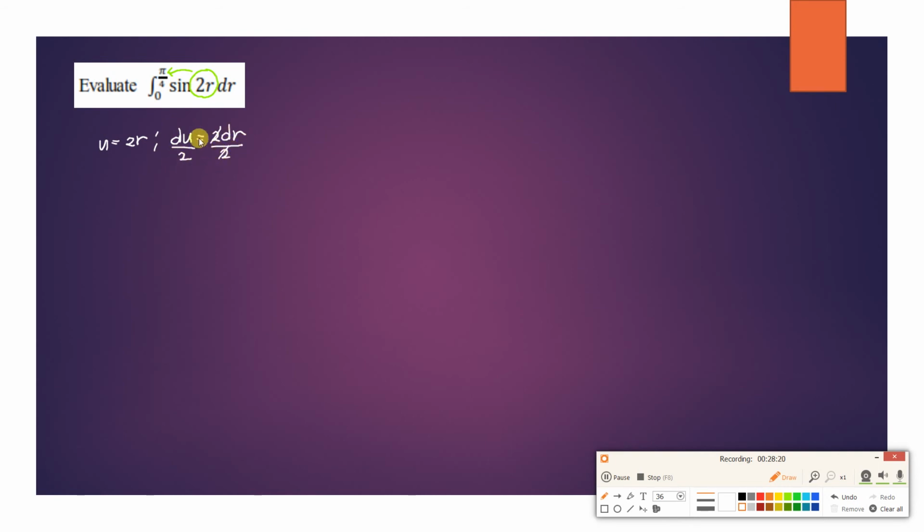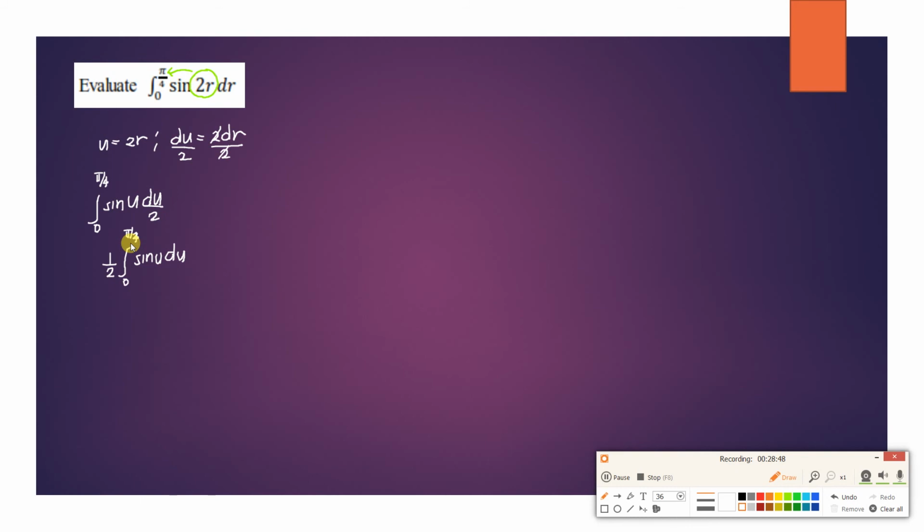Cancel na. So, we have the integral of sine 2r, which is u. dr is equal to du over 2. Limits from 0 to pi over 4 or 45 degrees. So, we can bring out the constant 1/2 and we're just going to evaluate the integral of sine u du, and after that, we're going to apply the limits.